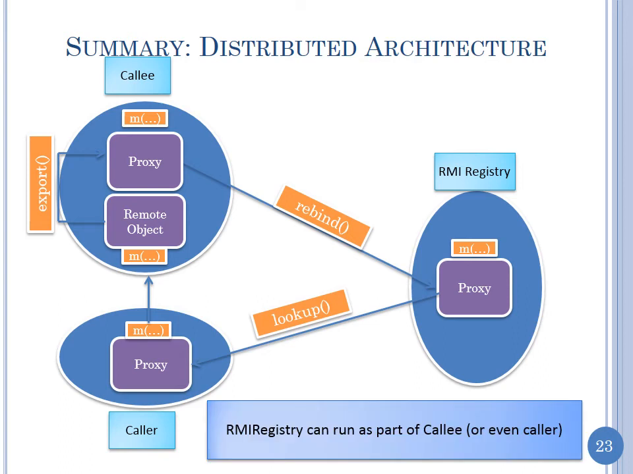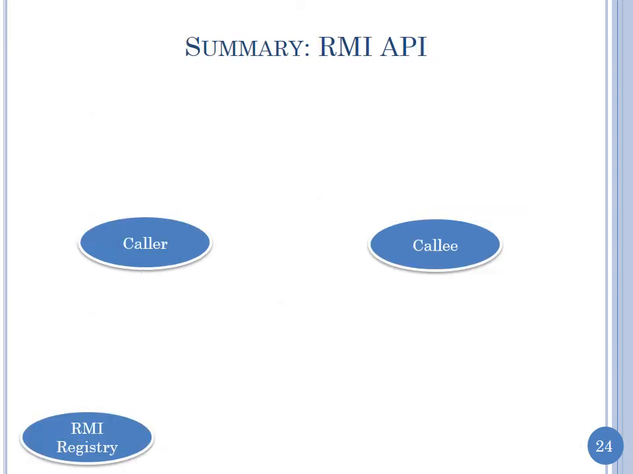The RMI registry can be run as part of the callee, and if the caller is a well-known computer, maybe even the caller, but I would not regard this as sensible, because then the question is which is the server and which is the client. So for the quiz assume that the caller doesn't know about the callee statically, and the callee doesn't know about the caller statically. The callee may discover the caller dynamically. So that's the distributed architecture.